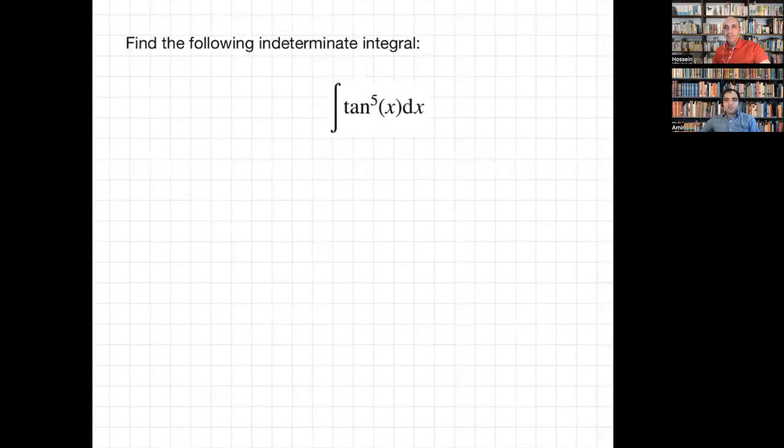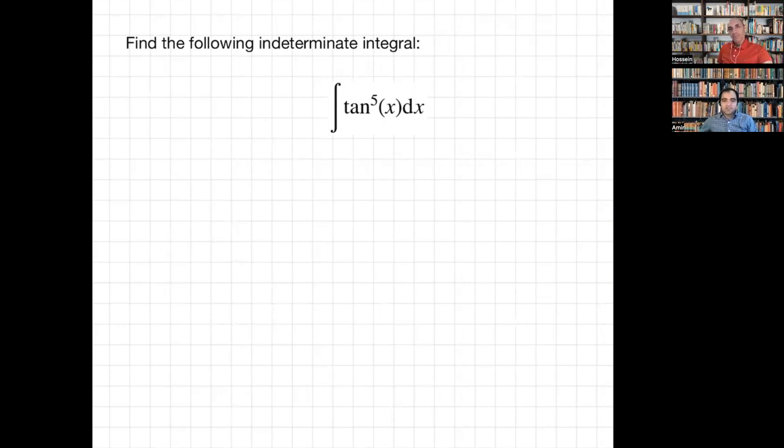Hello everyone. Today we are going to solve an integral problem. Here we have a problem that you can see: the integral of tangent of x to the power of 5 dx.